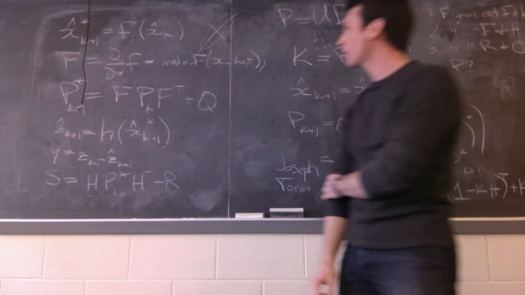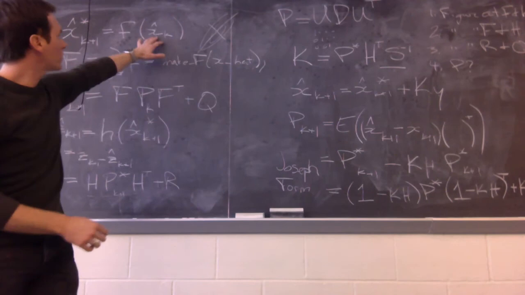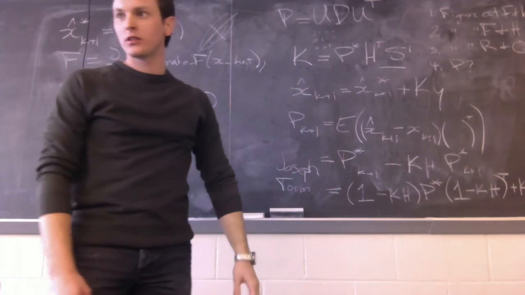Let's say I have this system. I'm representing the dynamics as best I know them. I have a state that I care about. That state evolves over time. I'm basically running these equations and updating my notion of the state.